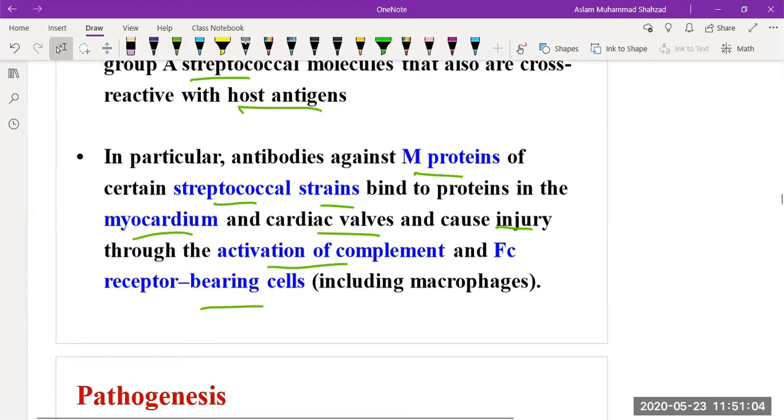So what they are doing, actually, is that the streptococci, which is a bacteria responsible for inflammation, bind with the myocardium, which is the muscle of the heart, and then the cardiac valve. And by binding of the streptococcal M protein with the myocardium, it can cause injury. And how do they cause injury? By activation of the complement system and the other Fc receptor-bearing cells, which consist of macrophages.